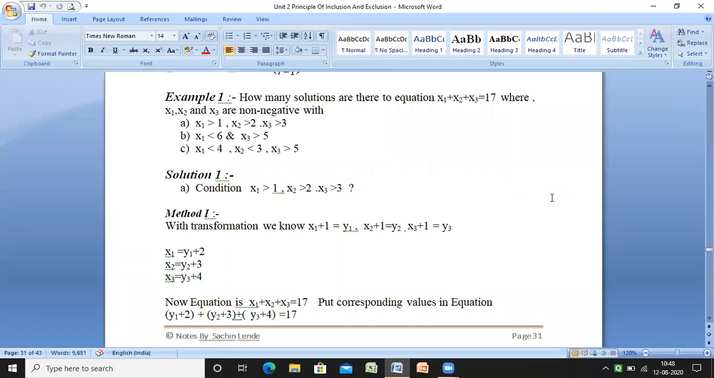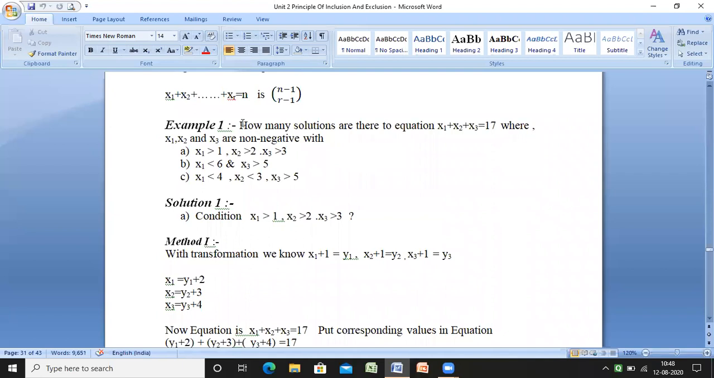The example we are going to take for the non-negative integer solutions, the first example they mention: how many solutions are there to the equation x1 plus x2 plus x3 equal to 17, where x1, x2 and x3 are non-negative, and they have put up conditions. Like the first condition, maybe x1 is greater than 1, x2 is greater than 2, x3 is greater than 3.